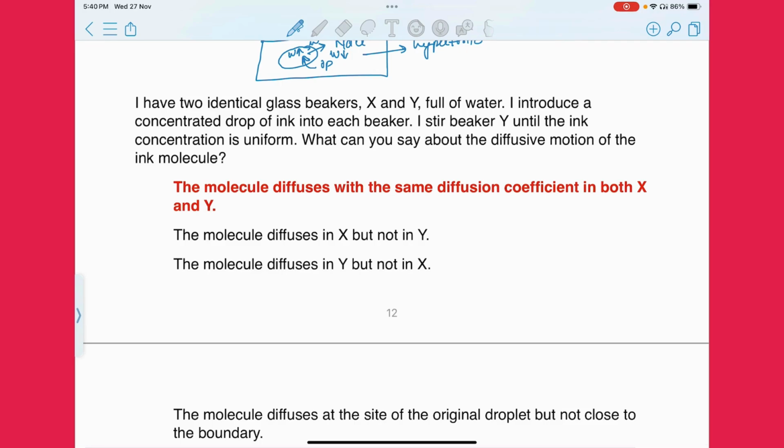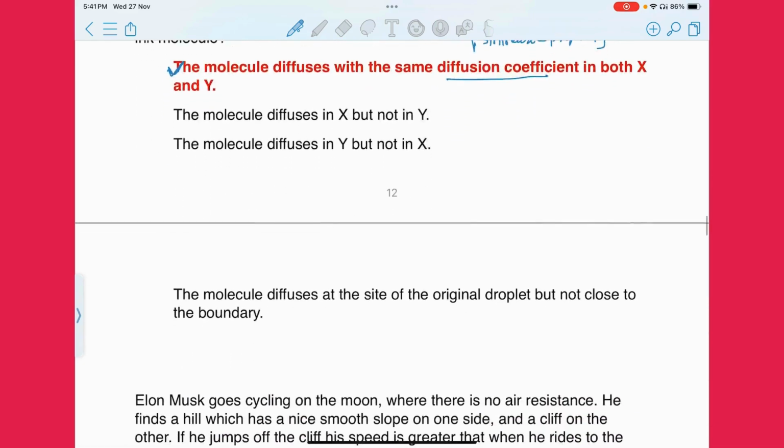So, we know the diffusive motion of the ink molecule is driven by the random thermal motion of the molecules. Stirring beaker Y to make the ink concentration uniform does not change the intrinsic diffusion properties. So the correct option will be option number 1, because the diffusion coefficient is an intrinsic property of that ink. Let's move to the next question.